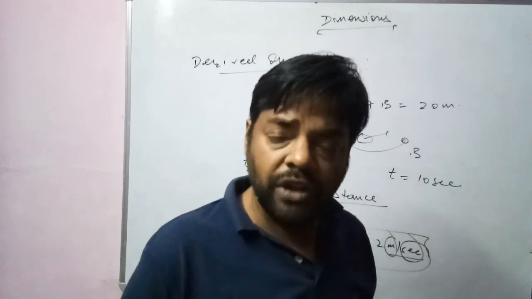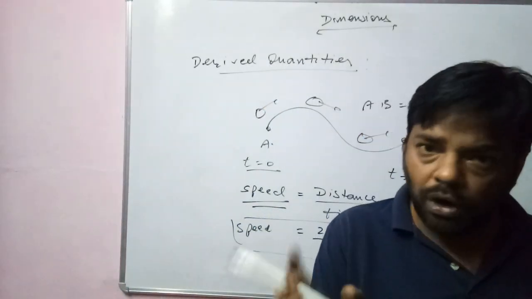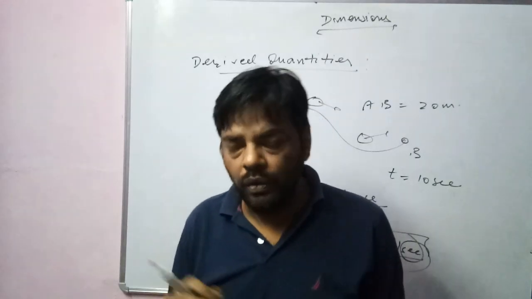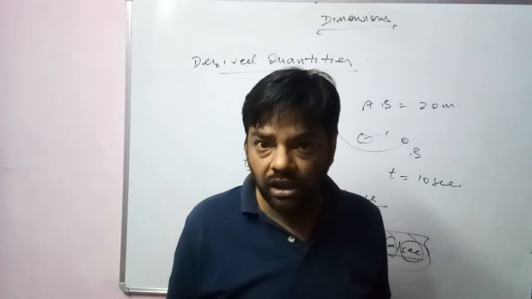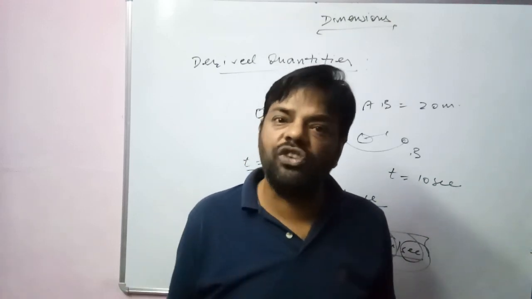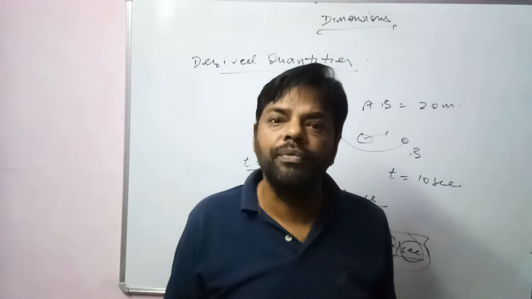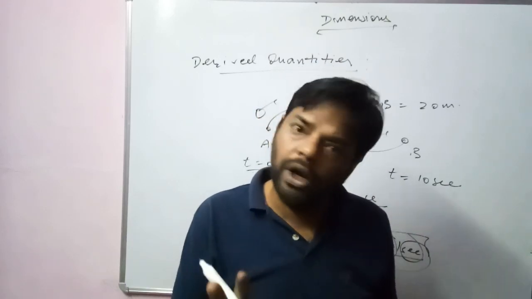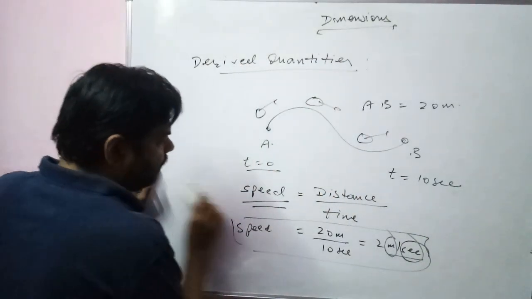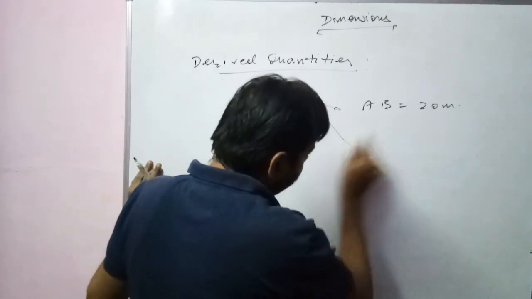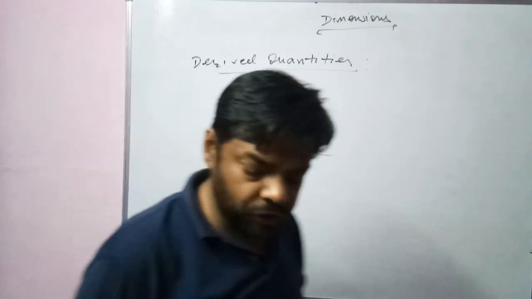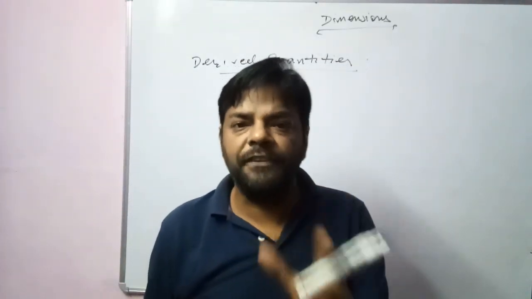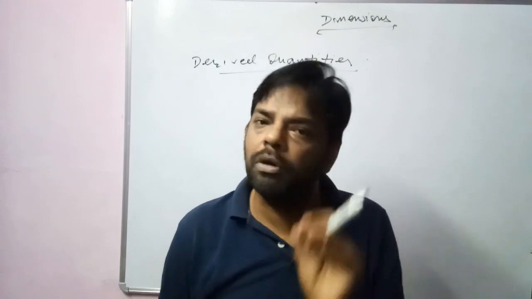This meter is the unit of length, and the second is the unit of time. So from this unit, we can say that the speed has something to do with length and time. That's why we say that speed is derived from length and time. Now let us see, friends, how the physical quantity speed can be derived from the fundamental quantities, say mass, length and time only.